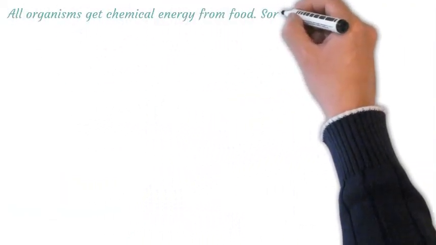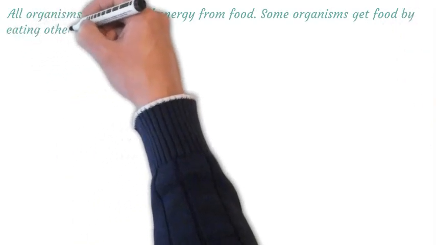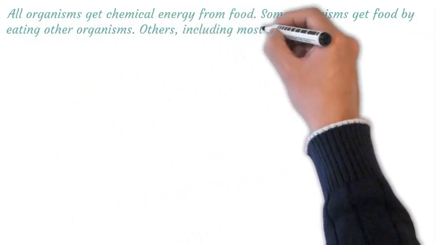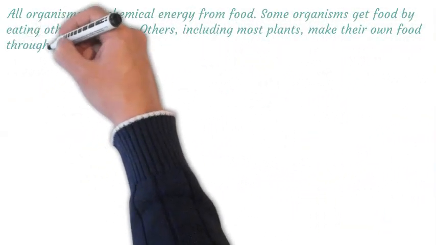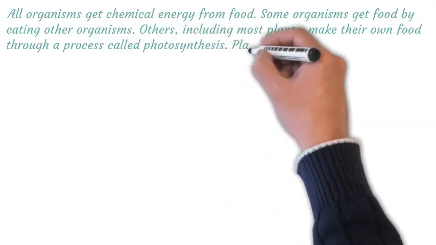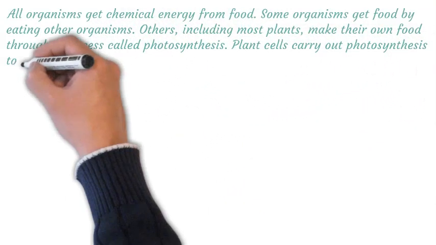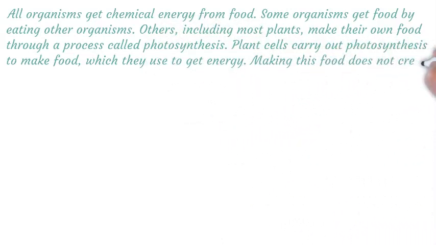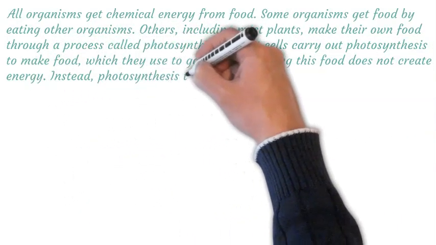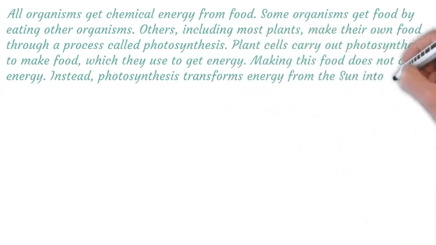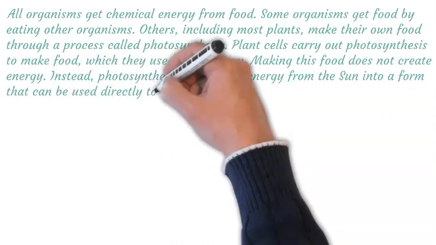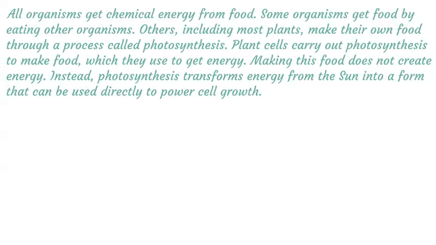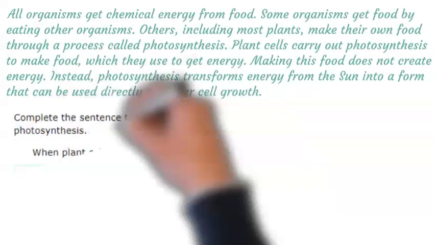All organisms get chemical energy from food. Some organisms get food by eating other organisms. Others, including most plants, make their own food through a process called photosynthesis. Plant cells carry out photosynthesis to make food, which they use to get energy. Making this food does not create energy. Instead, photosynthesis transforms energy from the sun into a form that can be used directly to power cell growth.